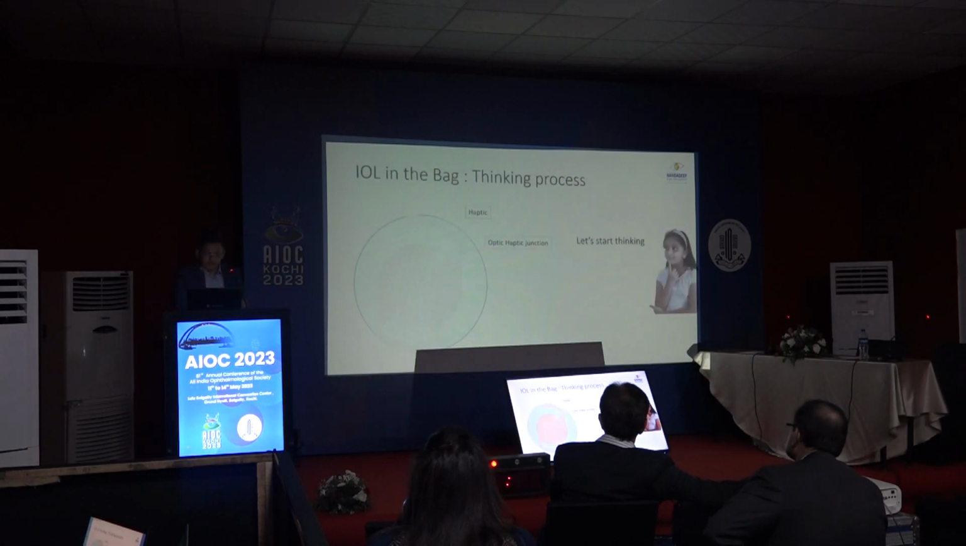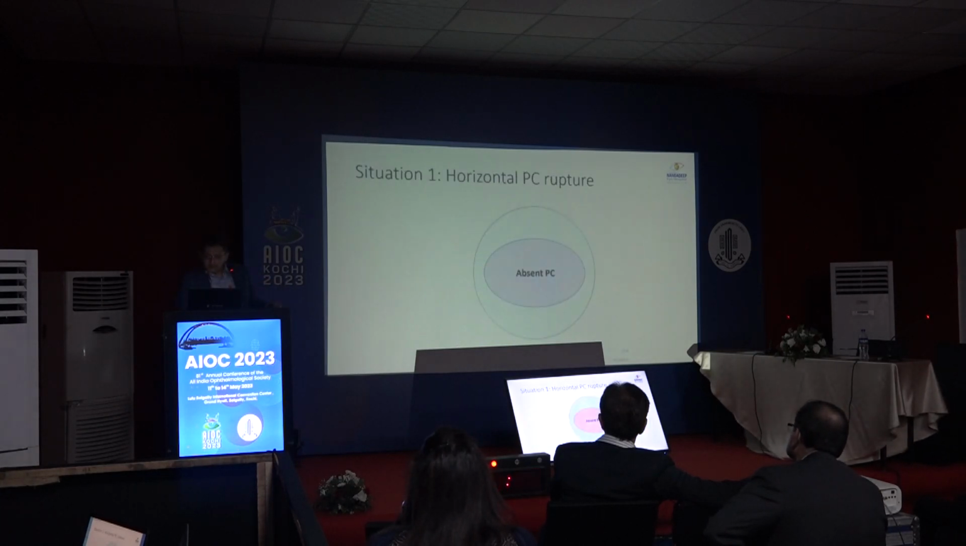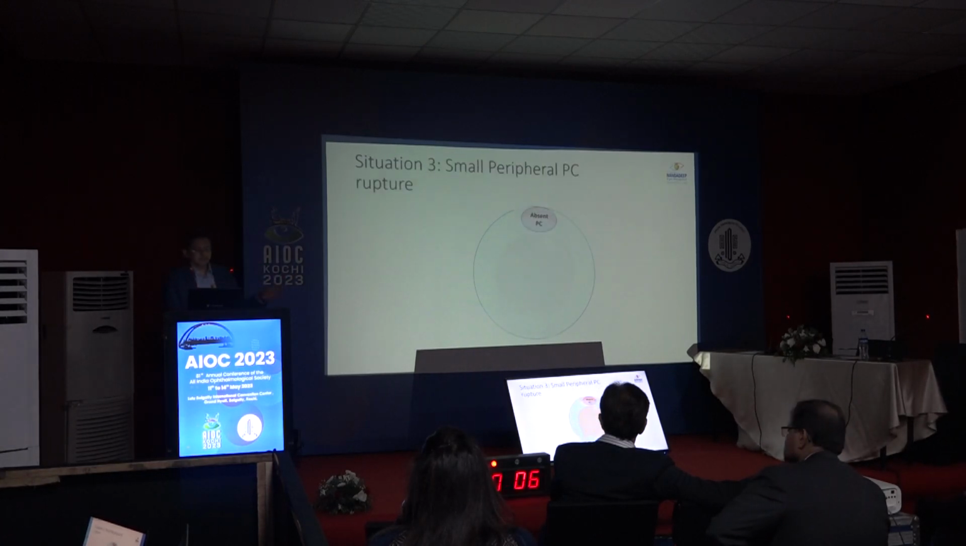So avoid this mistake. Now let's think, what is the exact part of the posterior capsule that is really needed for the stability of the IOL? If you see this central part, if it is absent, it doesn't matter. You can still place the IOL nicely in the bag. Just make sure the haptics are perpendicular to that. So in this case, it's okay.